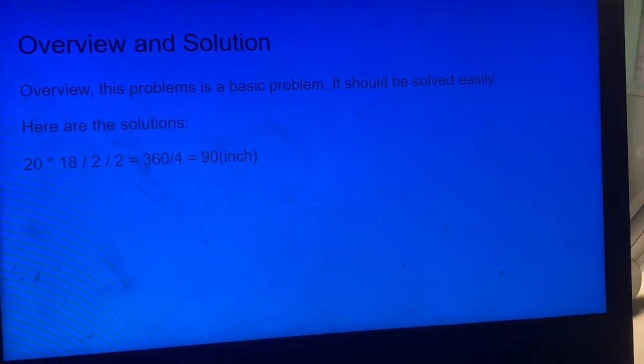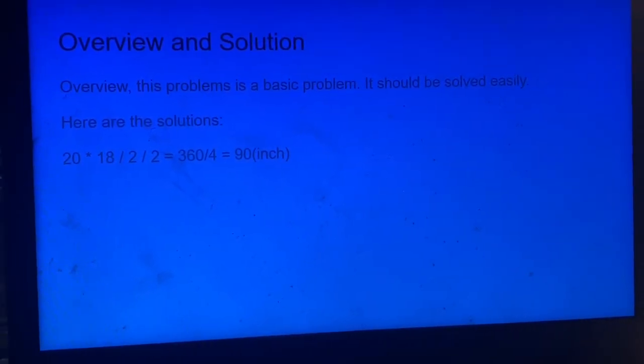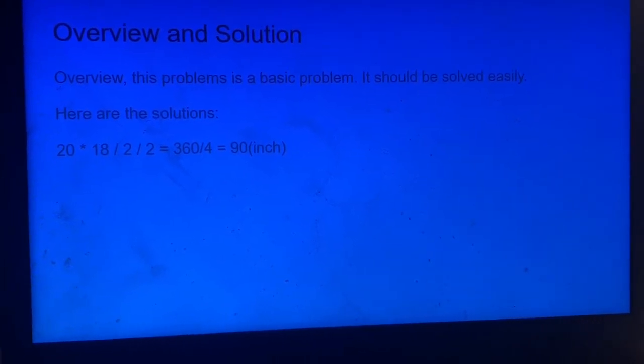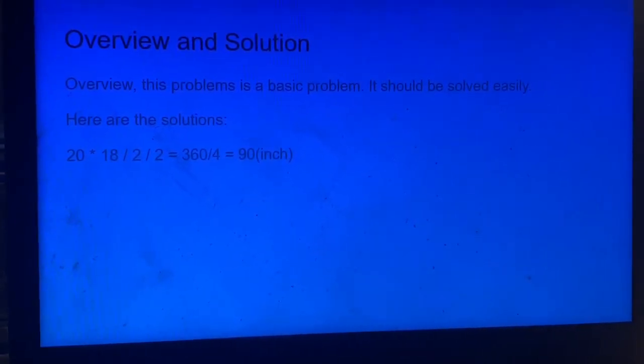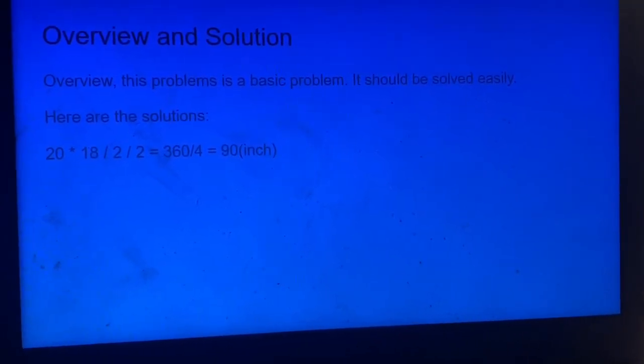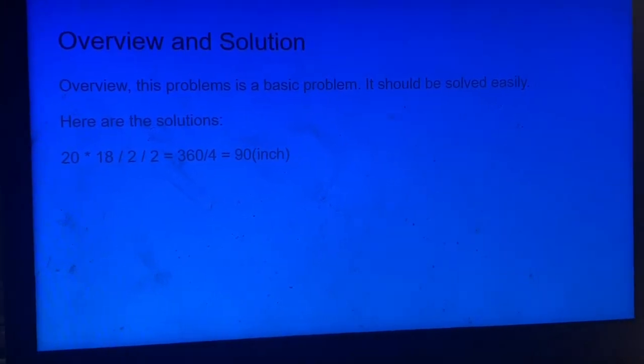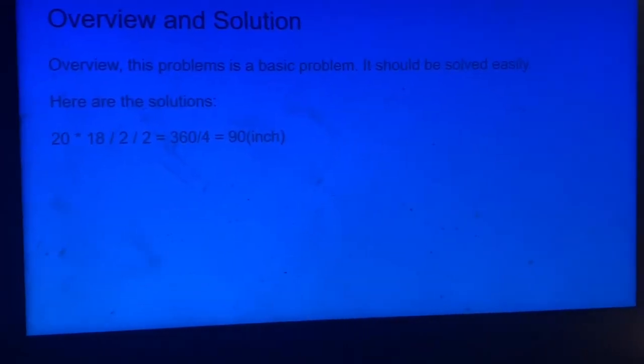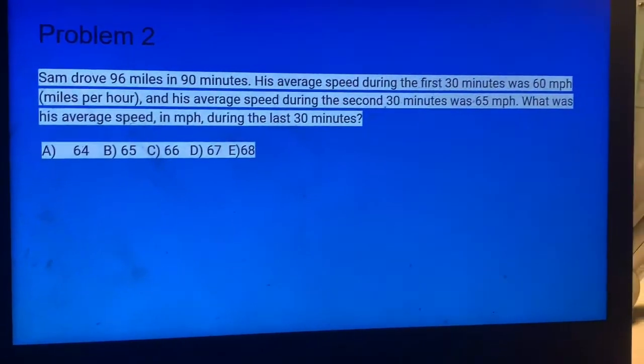Overview. This problem is a basic problem and it should be solved easily. The type should be basic algebra. I would like to rate this problem 1 out of 5 because everyone should get this problem right.